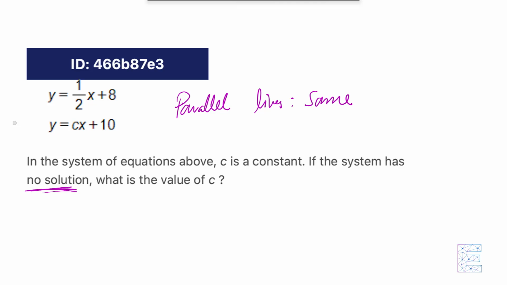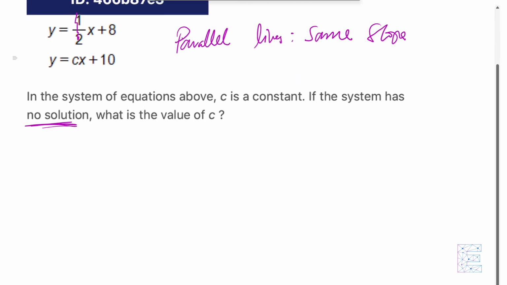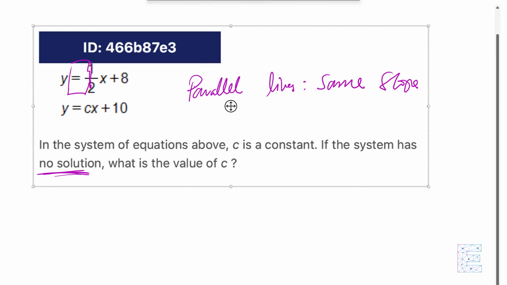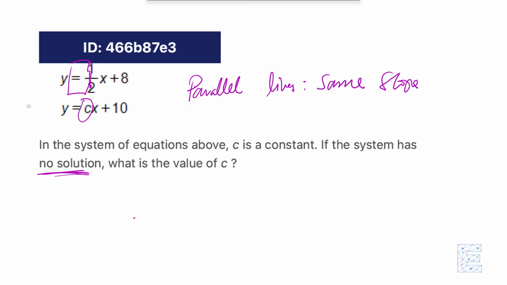So if that's the case, that means this slope here, which is 1/2, has to match the slope here. So c then must be 1/2 as well.